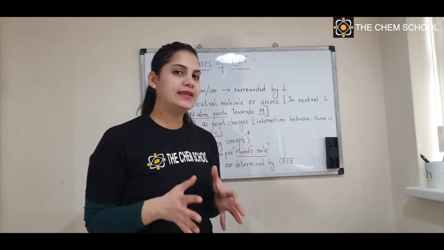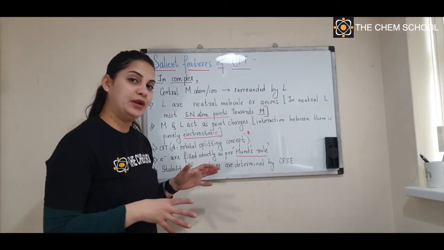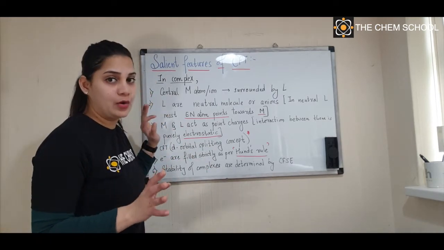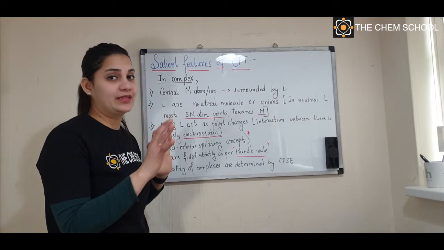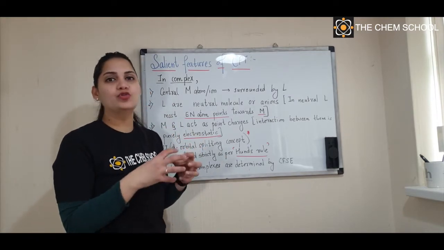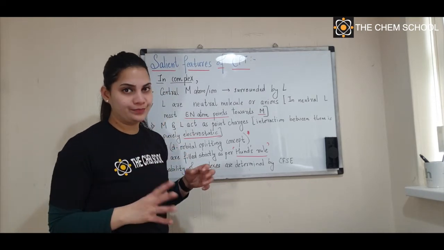So let's start with the salient features of CFT. As you can see, I have written most of the important points here. Let's elaborate on them. The first thing is it talks about the position of the metal and the ligand in a complex. We know that the central metal atom or ion is going to be in the center and it is going to be surrounded by the ligands all over, right?